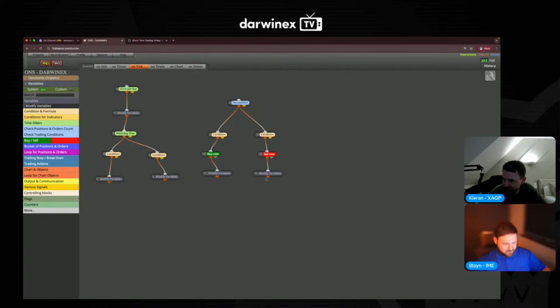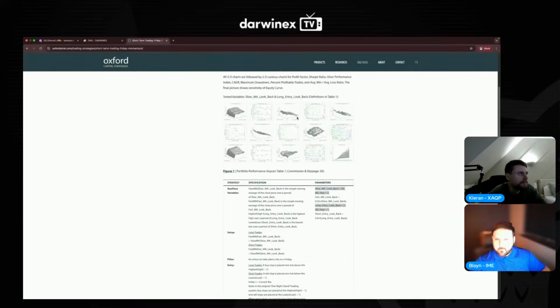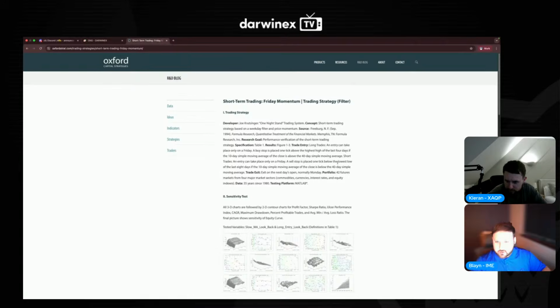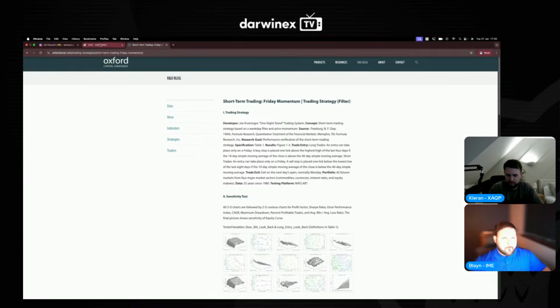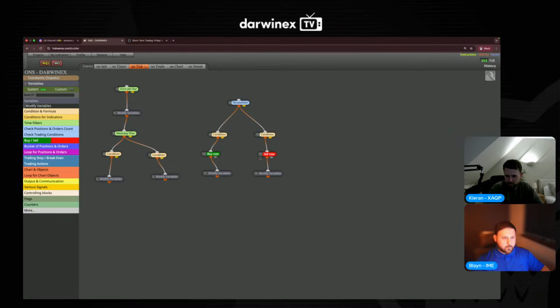Okay, so this is the system built as it is right now. But I'm pretty sure that it said it wanted us to exit on the next day's open, normally Monday. We can build that, but for now, I think we'll just go with this. We'll take it into MetaTrader, and then we can bring it back to test the difference between how it works this way and whether it has any impact on results if we close it on a Monday. So this is the basic system.